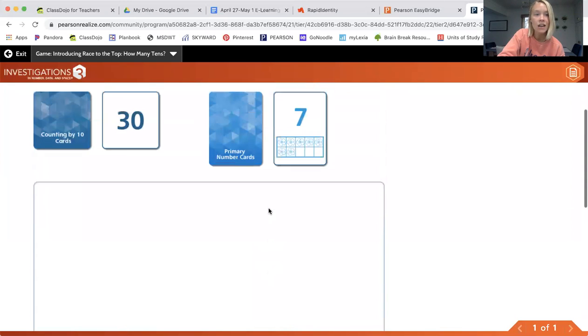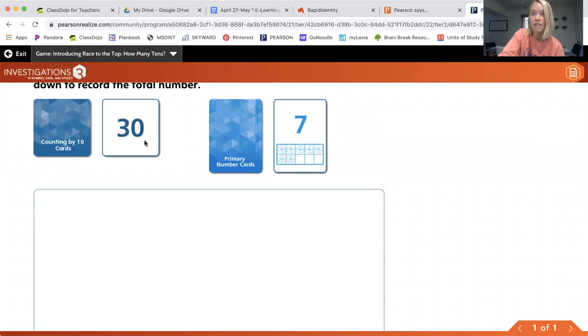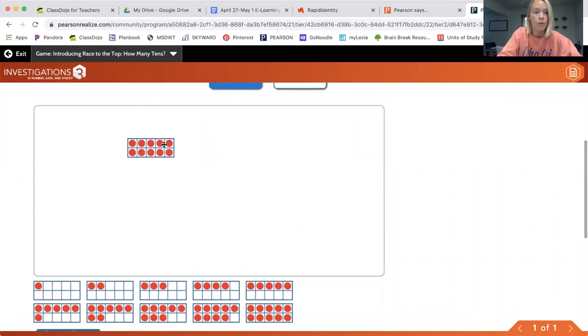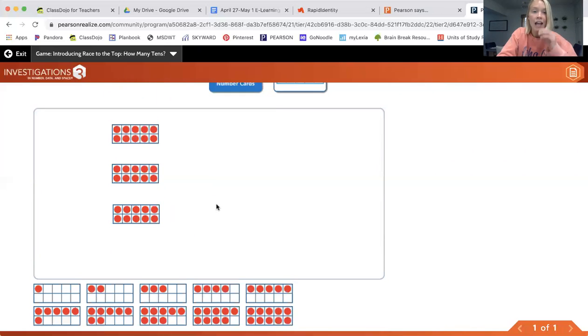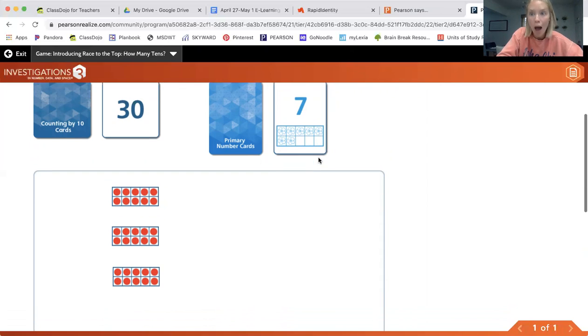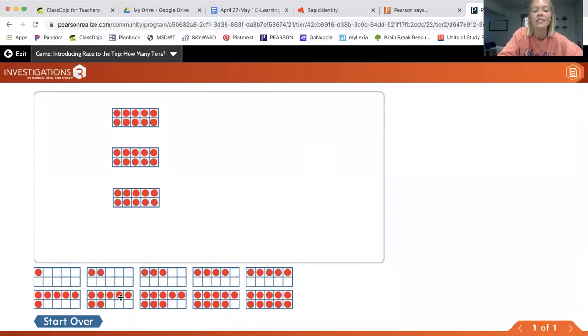So I know that I need to make 30 first. So I'm going to pull our 10 frame cards here. 10, 20, 30, and then I see that there are 7 ones. So you know what? I'm going to look right here at this card, and I see on this card that there's a 10 frame there with 7 flowers. So I'm going to find the 10 frame down here that has 7 dots.